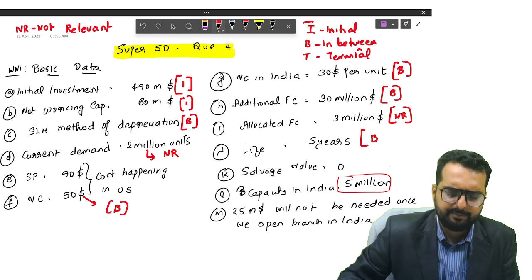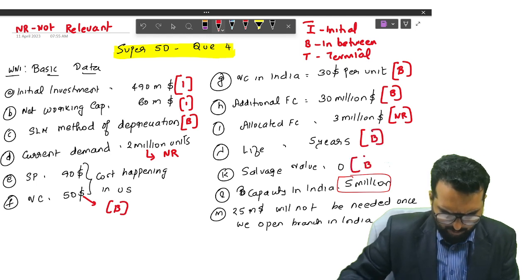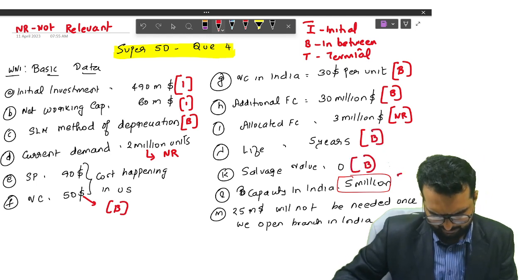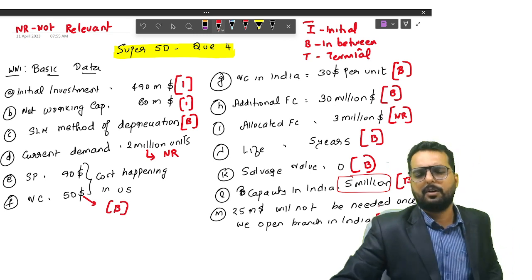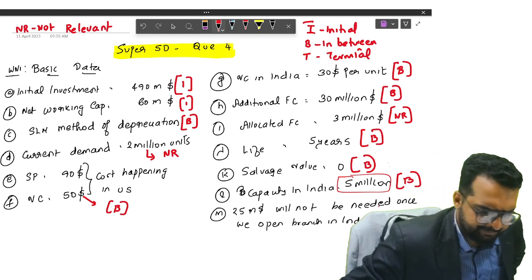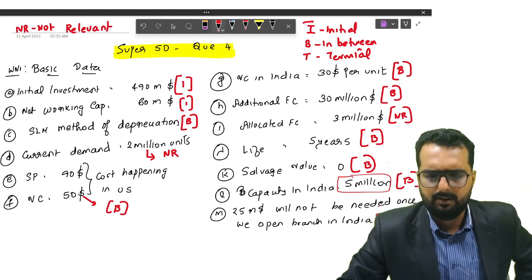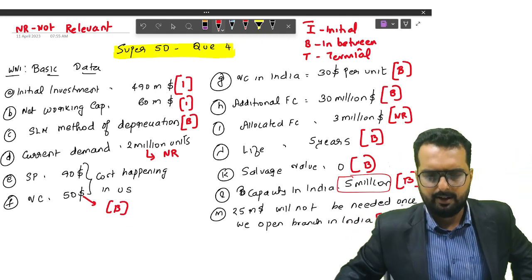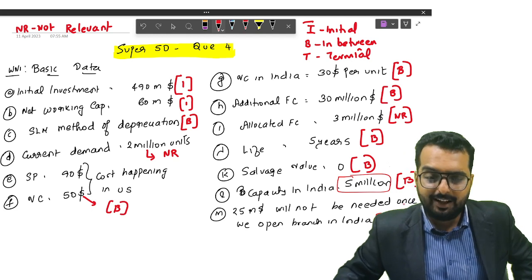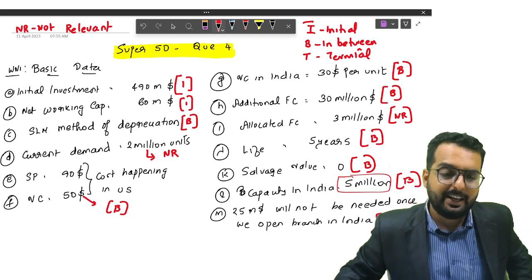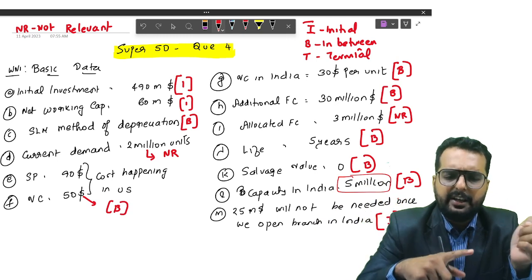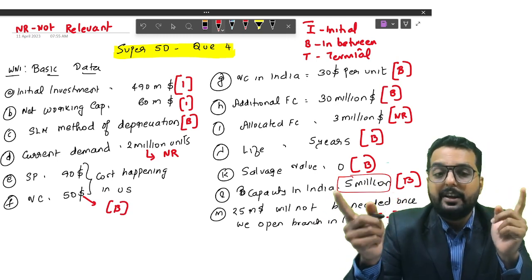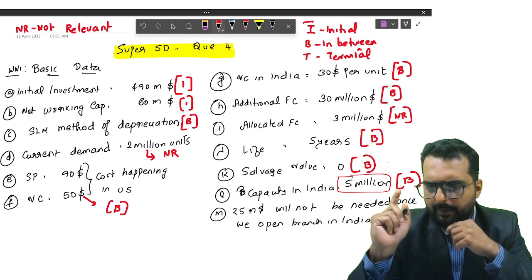Life of 5 years, in between. Salvage values for depreciation, in between. 5 million, in between. What about this $25 million? This is not terminal, this is initial. And in the beginning itself, what will happen? The moment we invest $60 million in India, 25 million will be recouped. Everybody clear with this part?